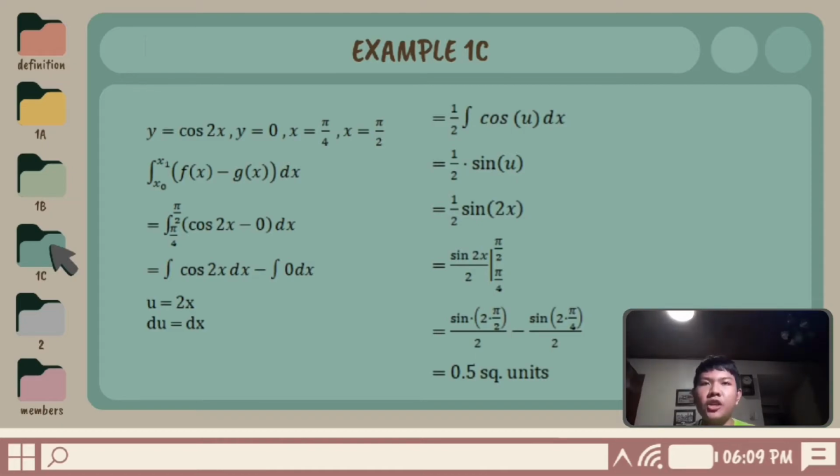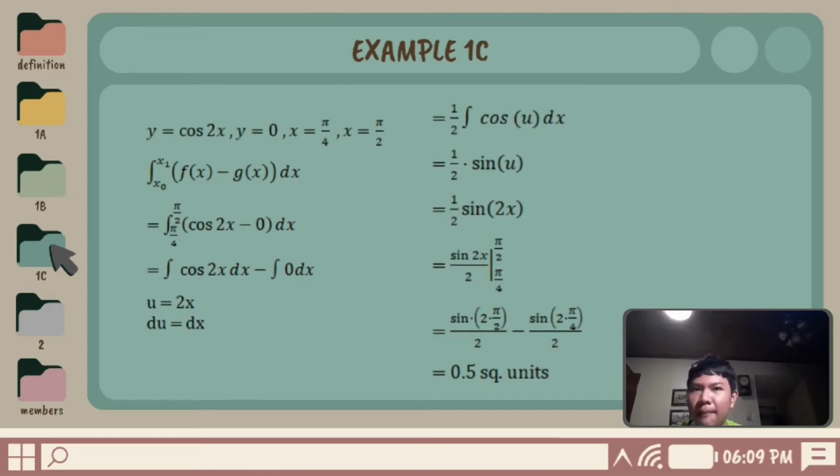Next, applying the u substitution. We have u as 2x, so our du will be 2 dx. So it will be considered as the integral of cosine of u dx, times 1/2. So by getting the common integral of cosine, we will get 1/2 times sin of u. So by bringing back the value of our u, it will be 1/2 times sin of 2x. By evaluating the integral, it will be considered as sin 2x divided by 2 between pi over 4 to pi over 2.